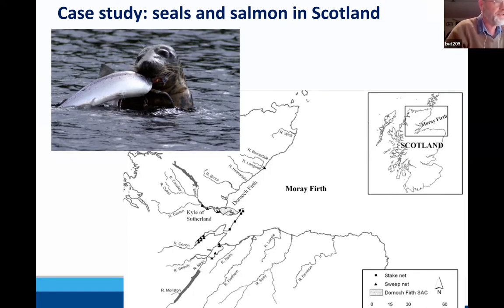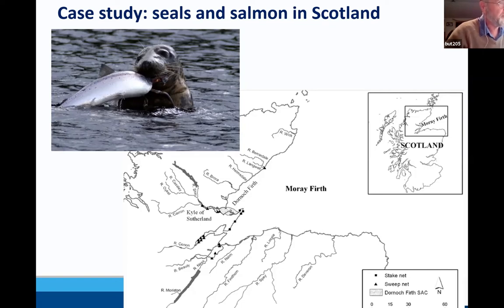And the fundamental issue here was that you had seals eating salmon, and seals were a protected species in this particular location of Scotland called the Moray Firth, and so were the salmon. And the salmon were protected in certain rivers that flowed into the Moray Firth, and the seals were protected in that Dornoch Firth SAC, which is that shaded area. And the numbers of seals were declining, and the numbers of salmon were declining.